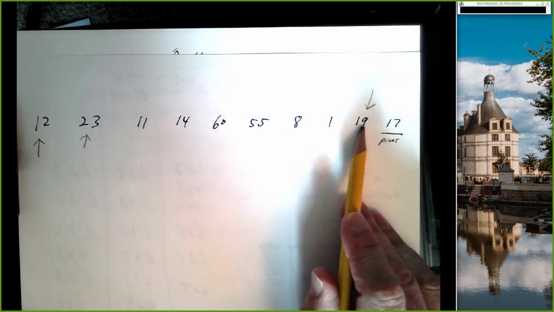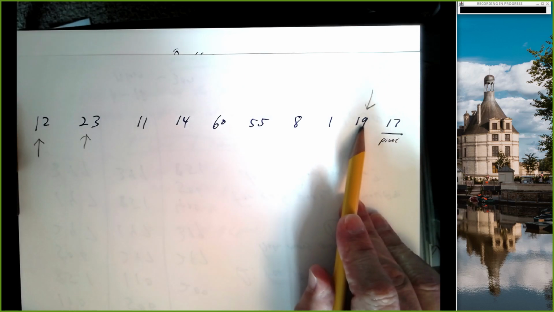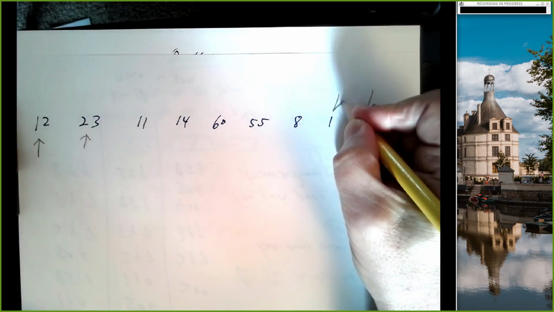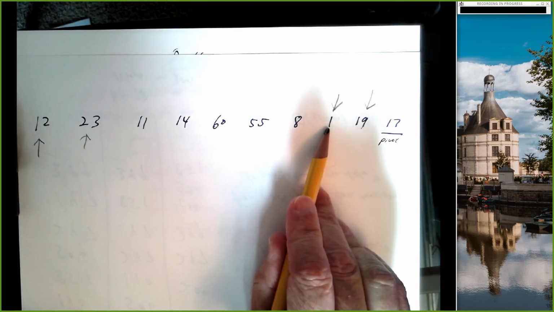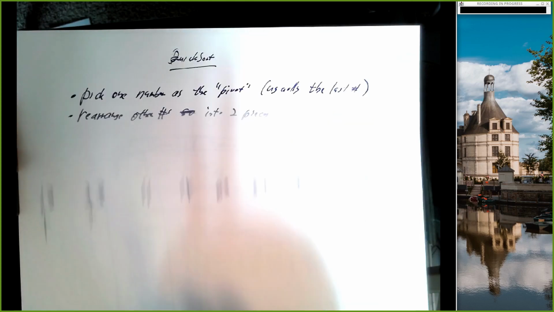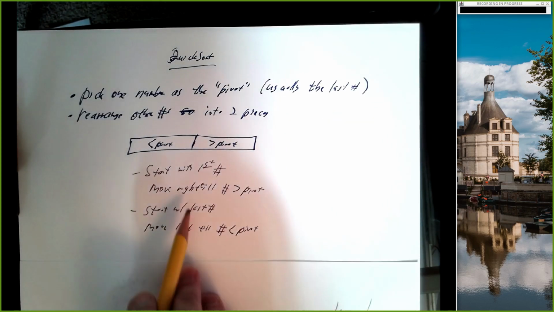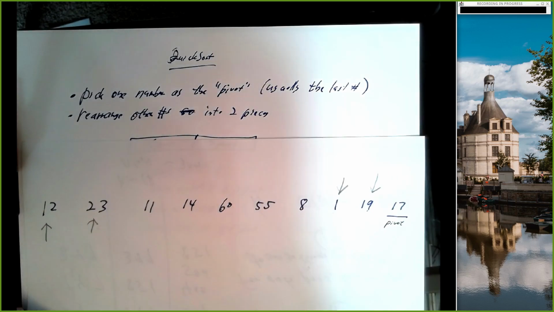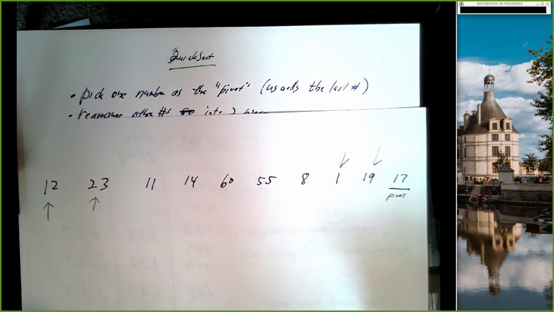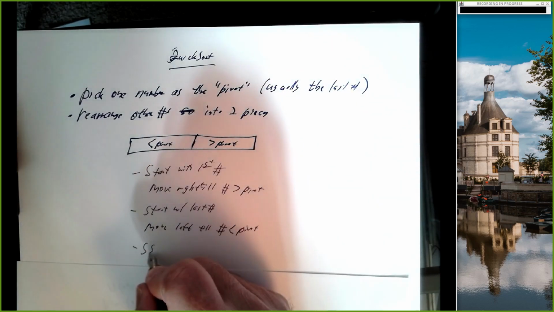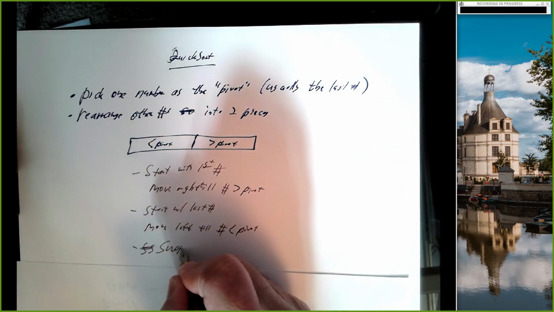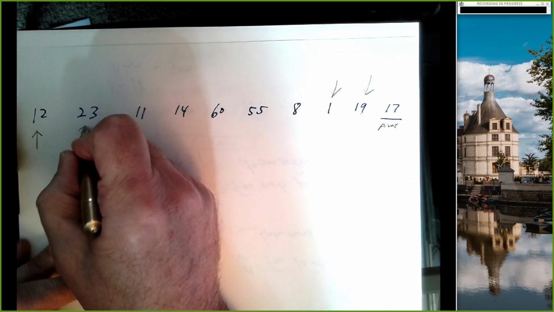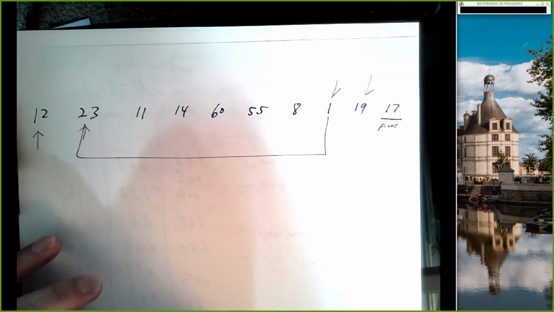Now we're going to start here with 19. And that's bigger than the pivot, so we'll move left, and now we find a 1 which is smaller than the pivot. Alright, so after we're done with this, we're looking at a number on the left which is too big and a number on the right which is too small. And so now we're going to say swap those. So we're going to swap this 23 and 1.